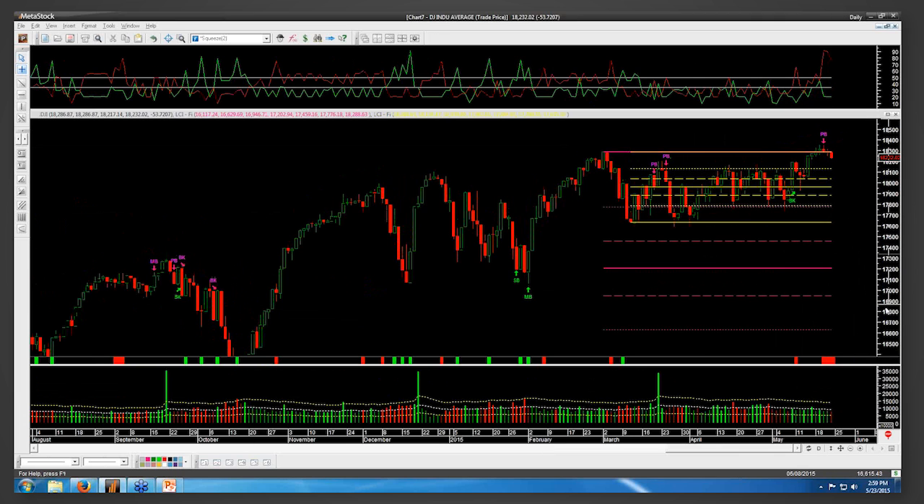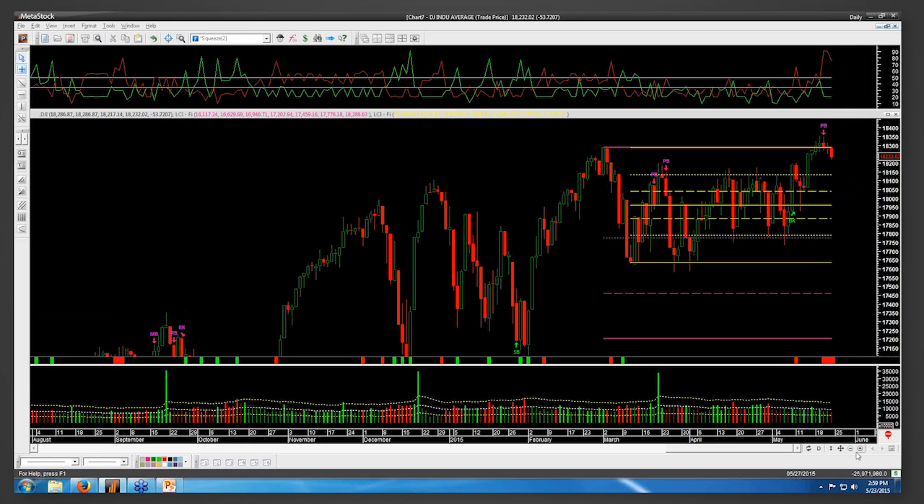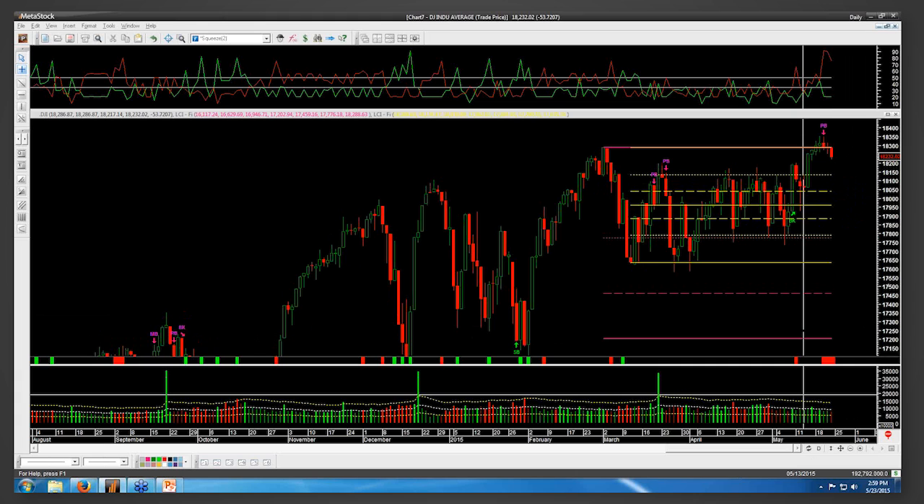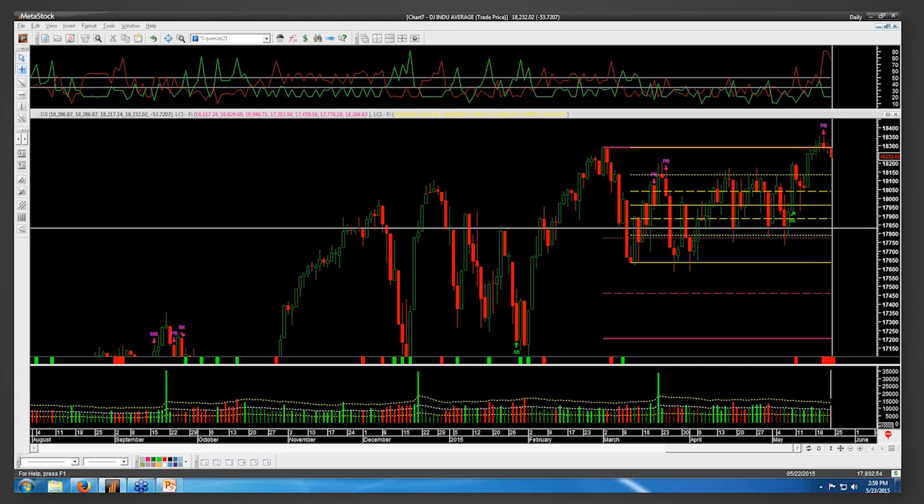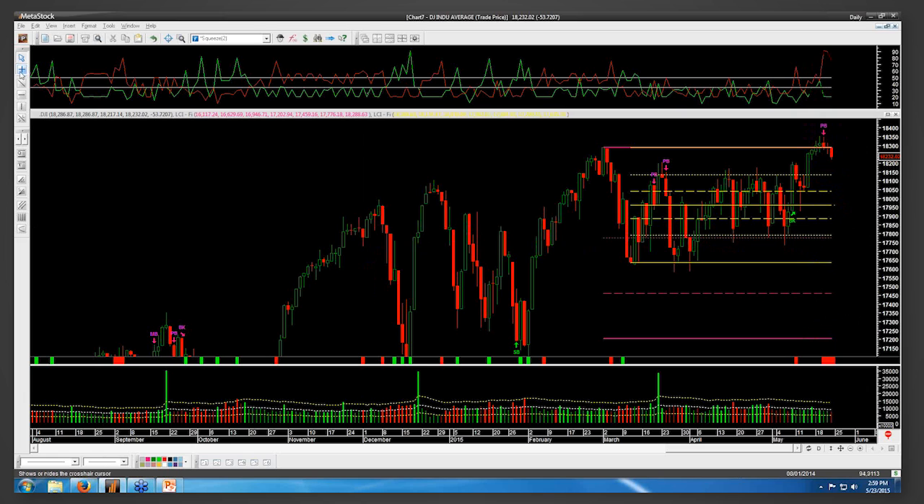Now, the way that we can look and see if these levels are holding, or lining up, so to speak, if we look at this particular level here, our 1775 and our 1780, what do we see?